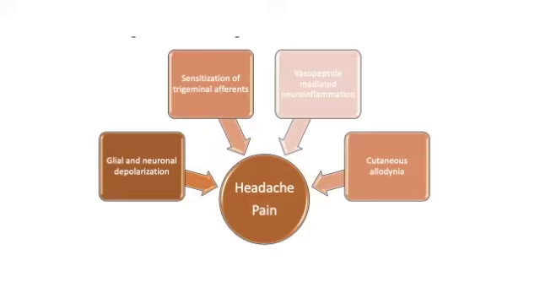And so when these vasopeptides are released, they cause neuroinflammation. They can cause what we call protein extravasation of the vessels, where proteins start leaking out. And that further upsets those sensory nerves and can also stimulate something called glial depolarization. Now, all of this summarized together can really result in what we call central or cutaneous allodynia.